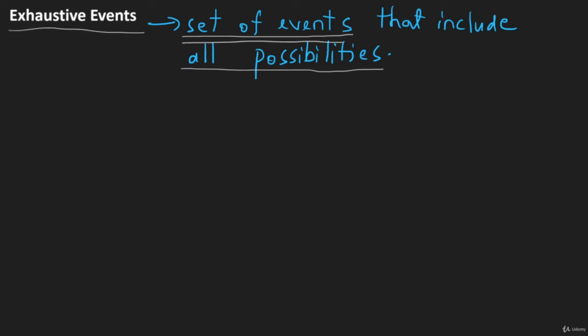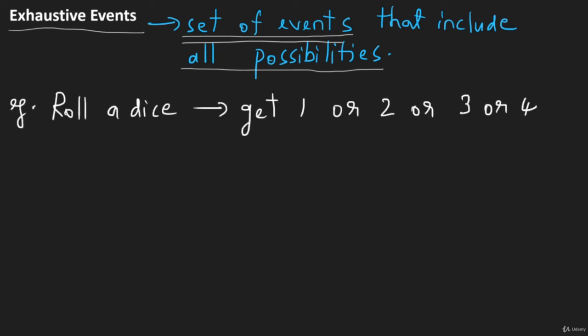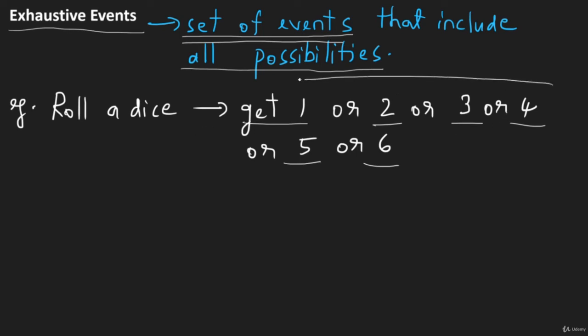Let's take an example. Say you are rolling a dice and you define the events as getting 1 or getting 2 or 3 or 4 or 5 or 6, right? Now this event will always occur, because over here all possible events are covered. If you are rolling a die, any one of these has to occur, right?